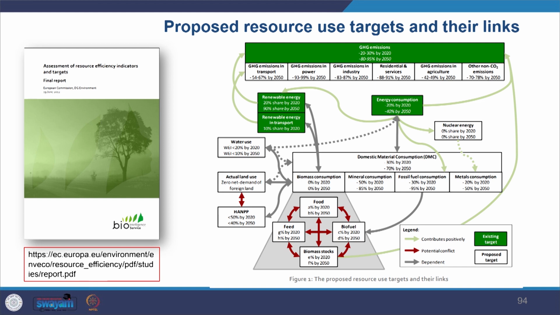In the first week of our lecture, we looked at the environmental status. While we were dealing with the environmental status, we had all the global targets. Resource efficiency also helps us to connect with the global targets. Here you can see greenhouse gas emissions on top, and how they intend to reduce them by 20 to 30% by 2020 and 80 to 95% by 2050, and then how it is translating into efficient resource usage: water usage, actual land use. They also look at domestic material consumption at different context levels, through biomass consumption, mineral consumption, fossil fuel, metal consumption, and nuclear energy.